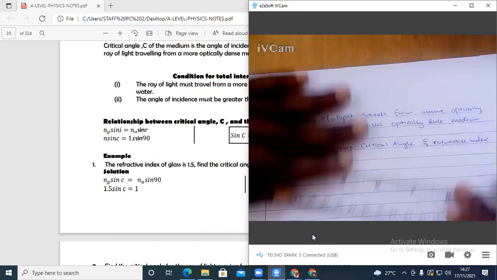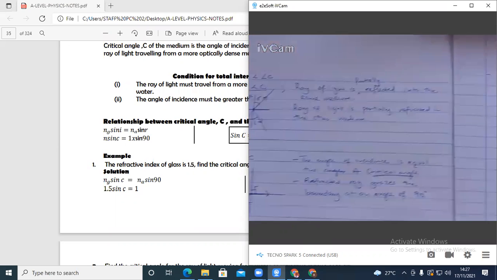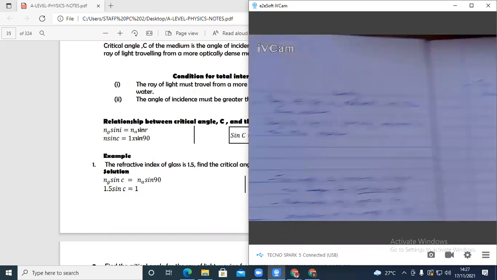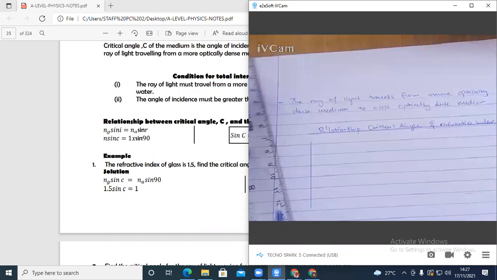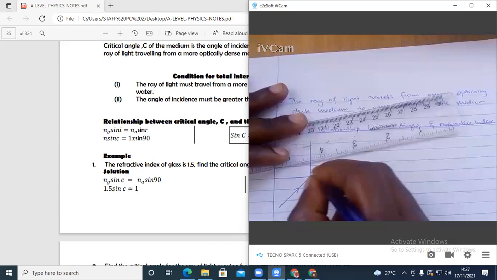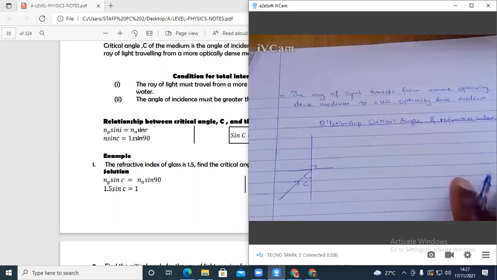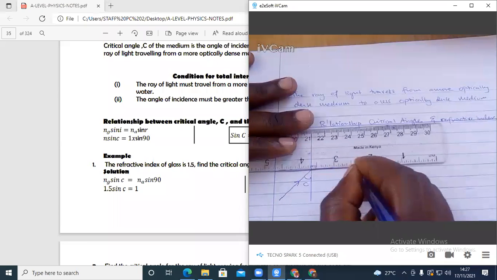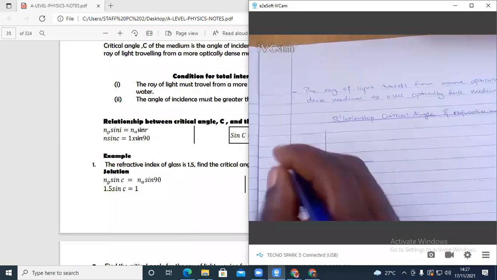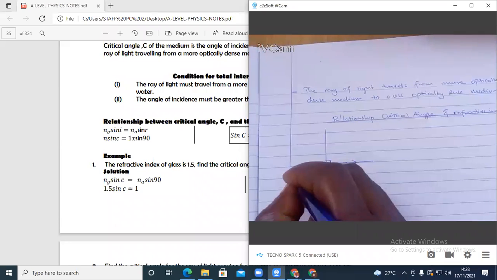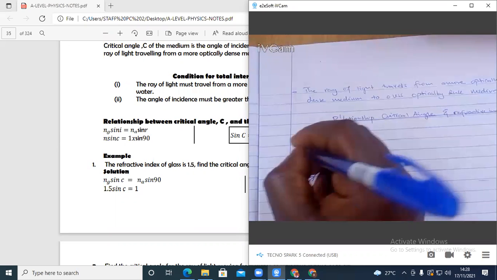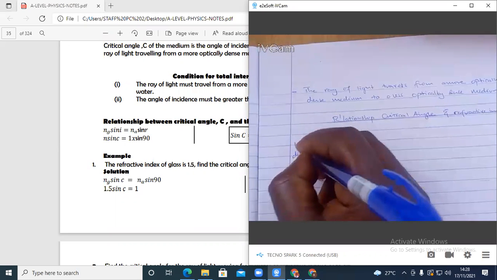So what we are going to use is this kind of scenario that I talked about, this part here, where I is equal to C, and then we develop that relationship. At that point, the angle of refraction is 90 degrees, and the angle of incidence is the critical angle. So the refracted ray grazes the surface if the ray is traveling from a more dense medium to a less dense medium.